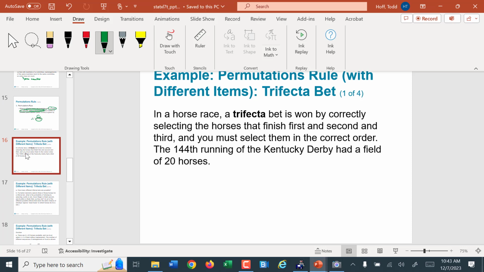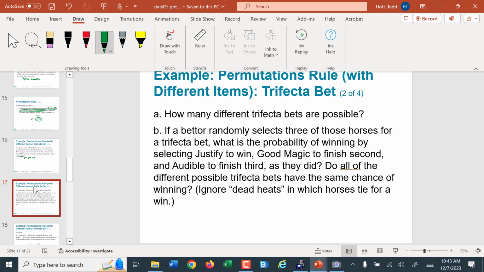So our example here, selecting the trifecta. For horses, we have 20 horses running in the race. We want the first place, second place, and third place. It does matter. We're not just picking the top 3 horses. We're picking them in order. This is a permutation. So of those 20 horses, we want to know how many different trifecta bets are possible.